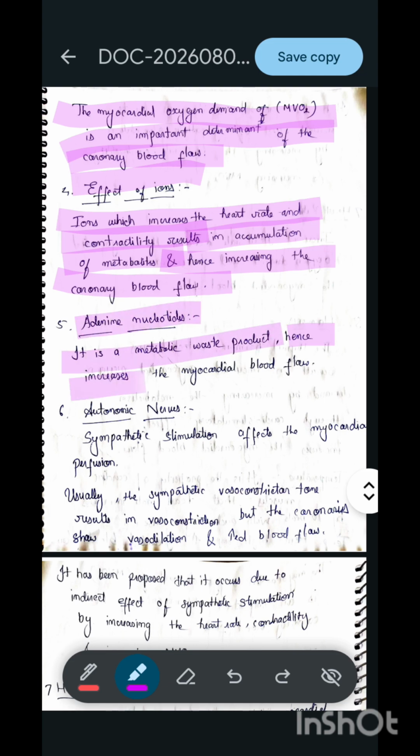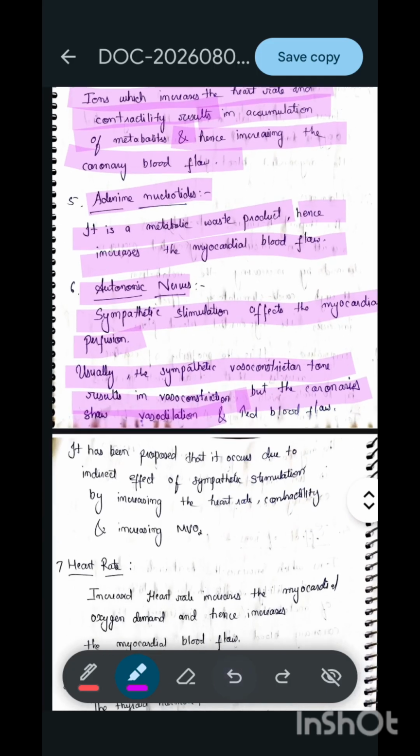Hence it increases the myocardial blood flow. Autonomic nerve sympathetic stimulation affects the myocardial perfusion. Usually, the sympathetic vasoconstriction tone results in vasoconstriction, but the coronaries show vasodilation on sympathetic stimulation and increased blood flow. Now, it has been proposed that it occurs due to the indirect effect of sympathetic stimulation increasing the heart rate, contractility, and the myocardial oxygen demand.